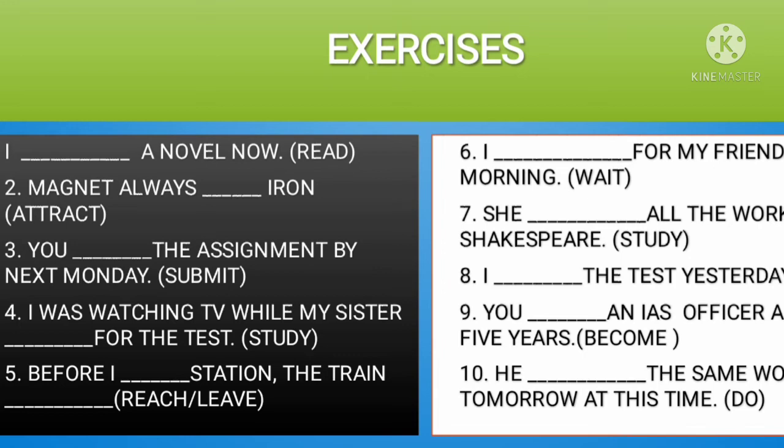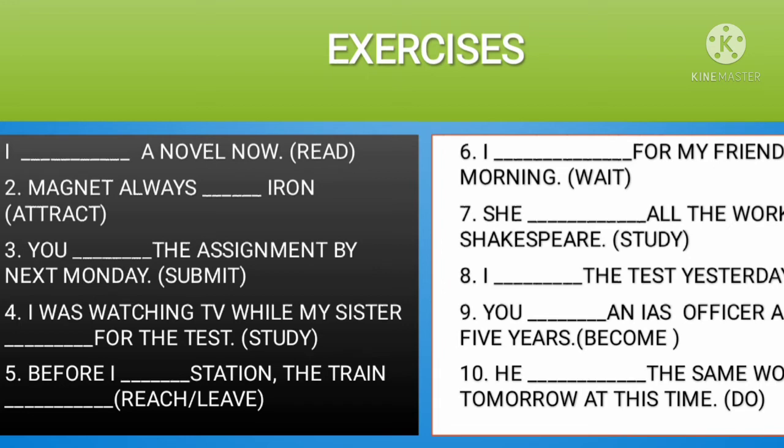Next sentence: "You dash the assignment by next Monday." Here it shows "by next Monday". It's like something should be submitted by next Monday, meaning you have to finish before the time. So that means it is future perfect, some kind of deadline. So: you will have submitted the assignment by next Monday. Then only it's correct. Future perfect is will have plus V3. So, you will have submitted.